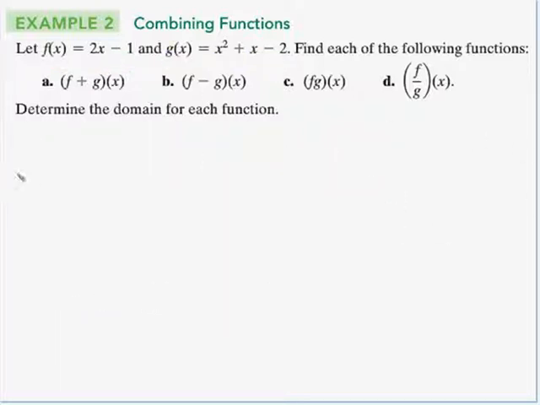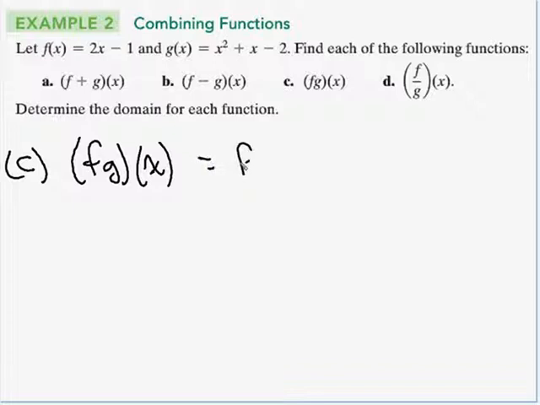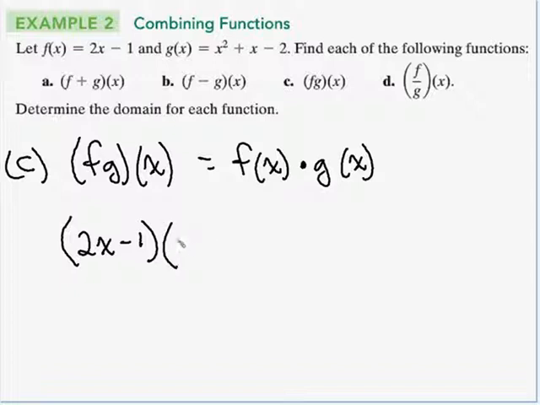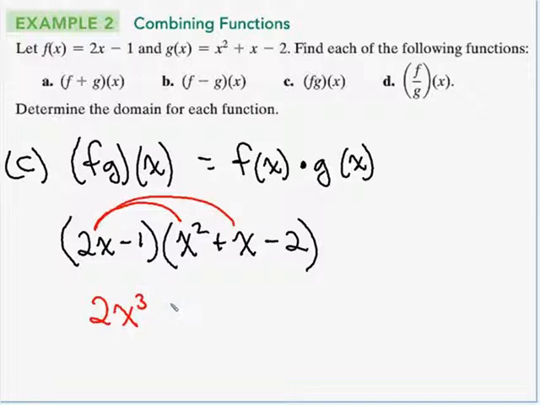All right, letter C, multiply. f times g of x. And remember, that is just f of x times g of x. We're just going to take the two functions as given and multiply them. So here's f of x, 2x minus 1. And then g of x is x squared plus x minus 2. All right, let's multiply. 2x times x squared is 2x cubed. 2x times x is plus 2x squared. And then 2x times minus 2 is minus 4x.